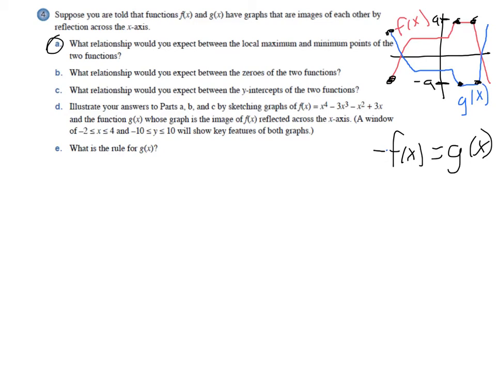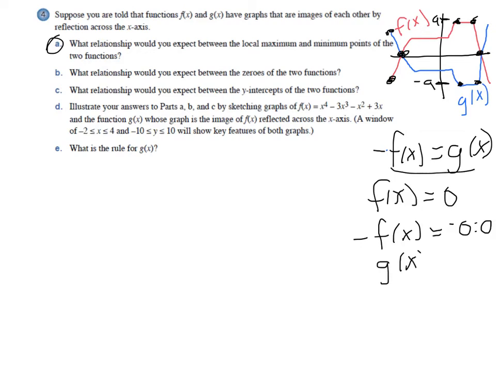And what relationship would you expect between the zeros? The relationship between the zeros, when we look at zeros, by definition, f of some x value is equal to 0. And if we take the opposite of f of x, well, the opposite of 0 is still 0. And we know that the opposite of f of x is g of x, equaling 0. So the zeros, or x-intercepts, do not change in a reflection over the x-axis.